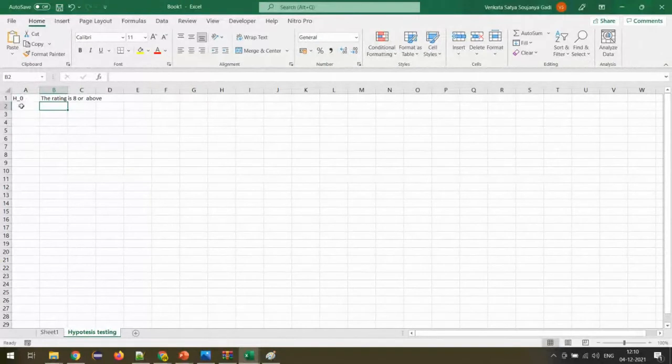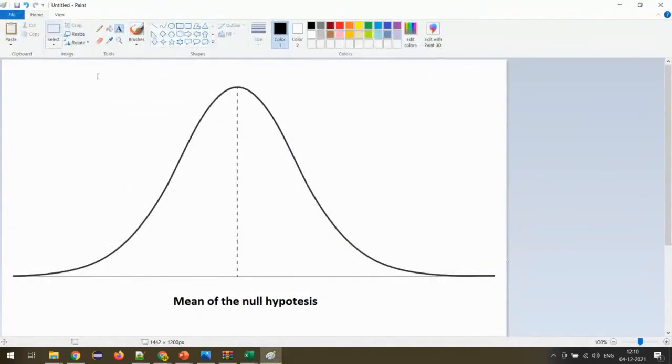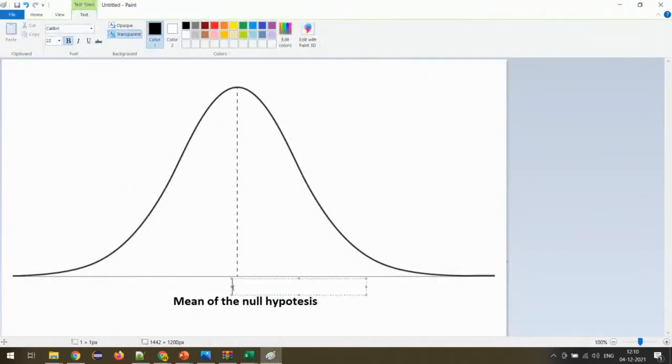For this example, our mean value is 8. So we want 8 or above, so we take 8 as our mean value. I'll explain how it works. It is 8, right? Okay.